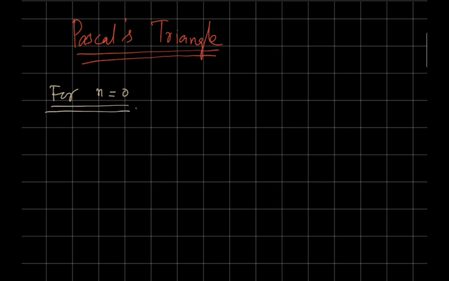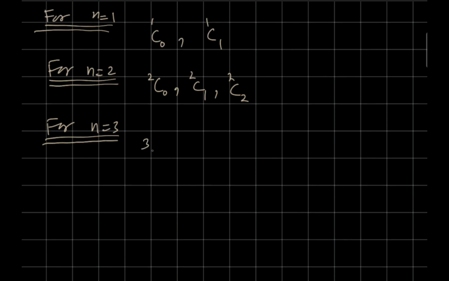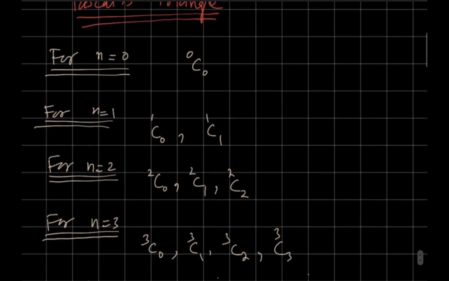So for n is equal to 0, we have only one coefficient, that is 0c0. But for n is equal to 1, we have two coefficients, 1c0 and 1c1. For n is equal to 2, you have 2c0, 2c1 and 2c2. For n is equal to 3, you have 3c0, 3c1, 3c2, 3c3. So in this way you will get all of these expressions.